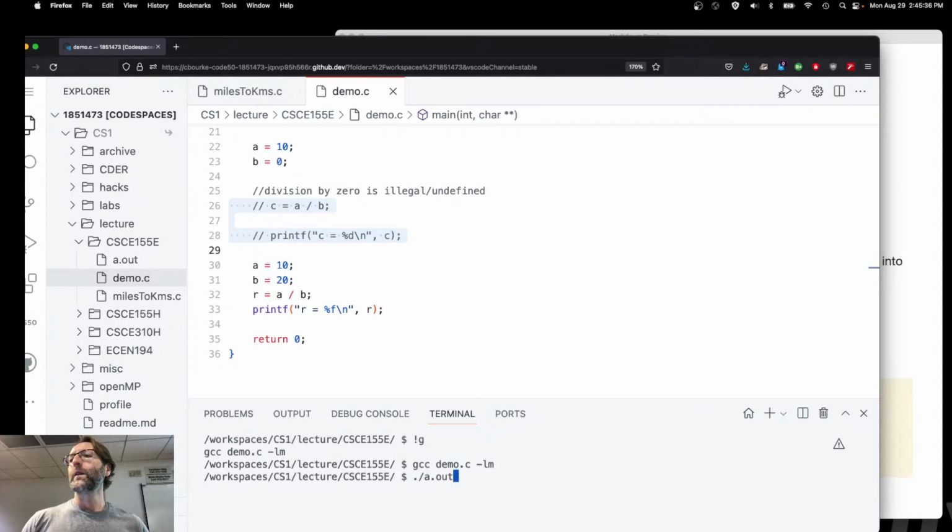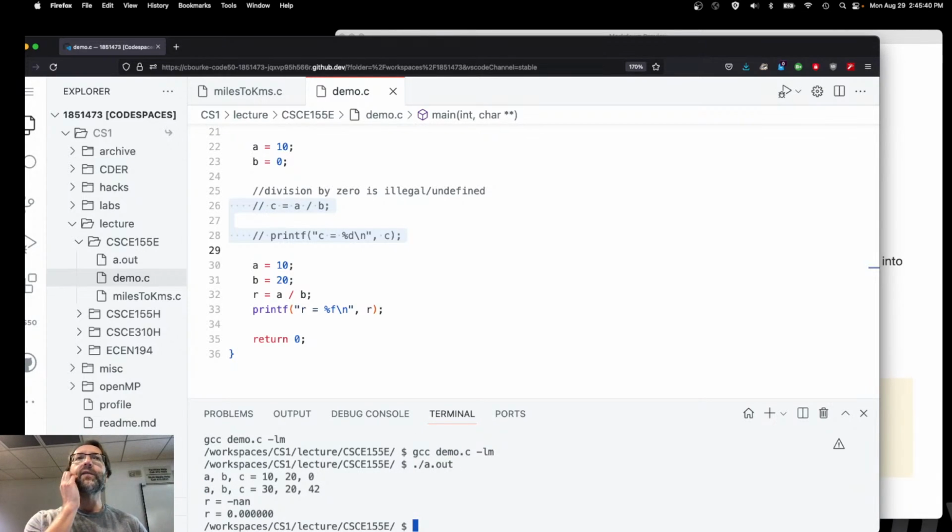Run that. All right, so you predicted that it would be 0.5. It in fact is 0. So you're learning all sorts of new math today, right? 10 divided by 20, it is actually 0. Right? Why? What's going on?